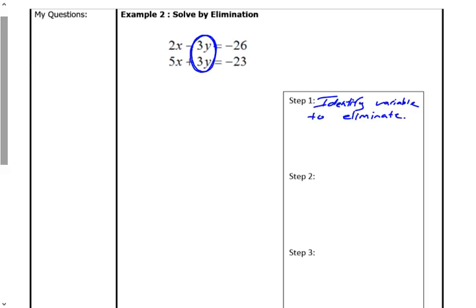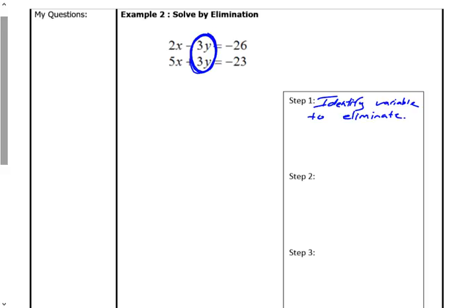Now, you might have to make them the same by multiplying one of the equations. But if you end up having to do that, then substitution or graphing is probably a better choice. We want to use elimination when they're obviously the same. Right here, these are obviously the same variables, 3y, 3y. They need to be different signs. Or they could be the same sign and you would just subtract. In this case, they are different signs.